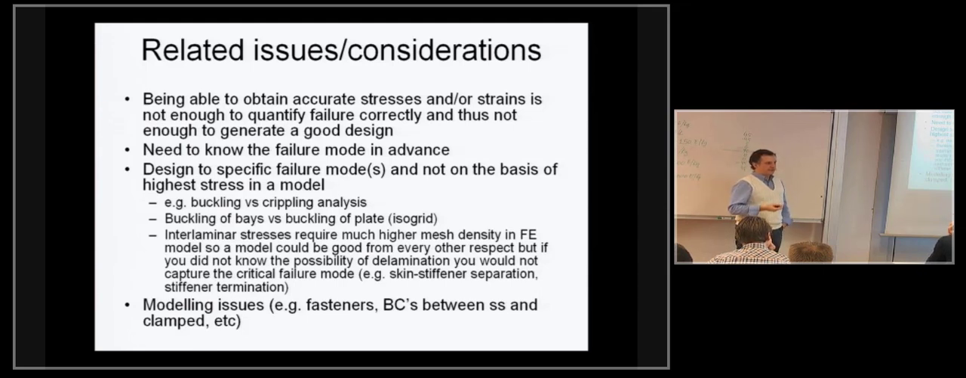Because if you don't model fasteners accurately, then you cannot predict bearing. How do you model boundary conditions accurately? What's the difference between simply supported and clamped conditions? We'll do some of that later on in the course.